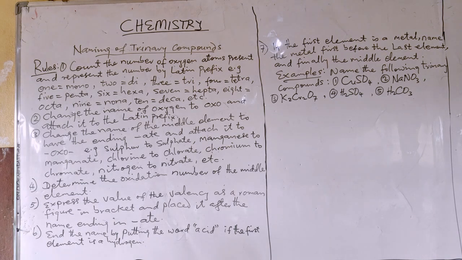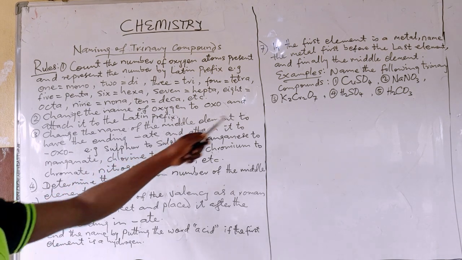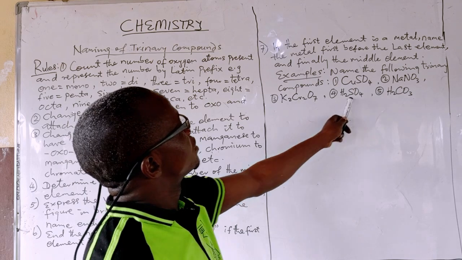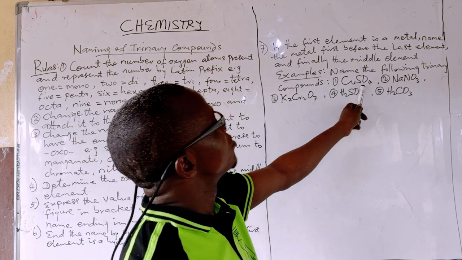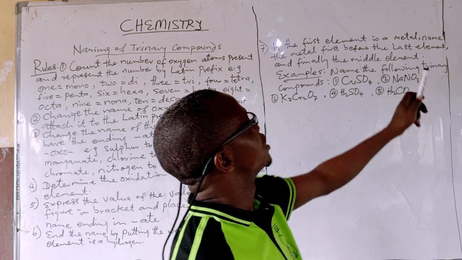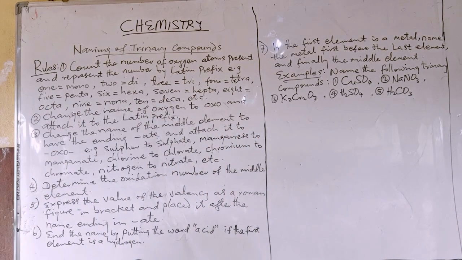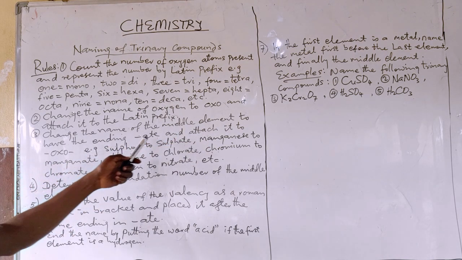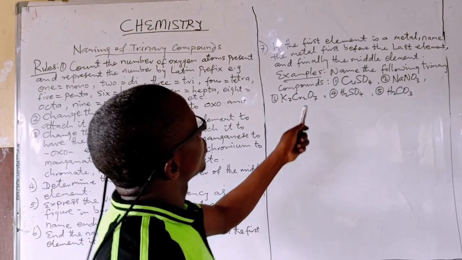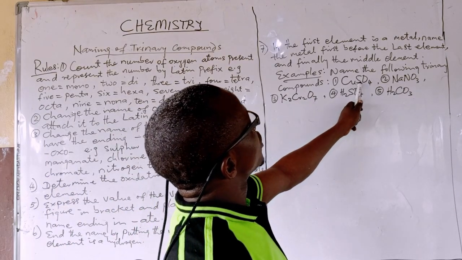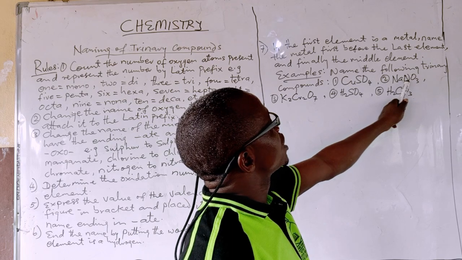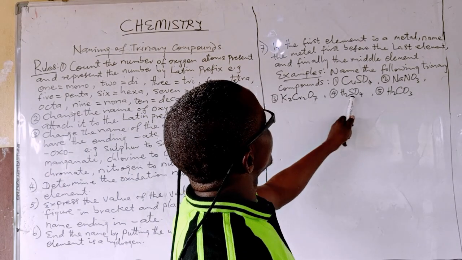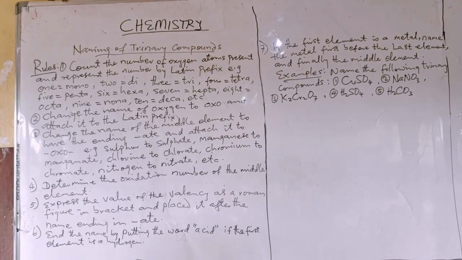Rule number 3, change the name of the middle element to have the ending ATE. This is the middle element here. Sulfur is the middle element. Carbon here is the middle element. Nitrogen is the middle element. So we said we should change the name of the middle element to have the ending ATE. So sulfur here will be sulfate. Nitrogen here will be nitrate, chromate, sulfate, carbonate. So that's what they are telling you.